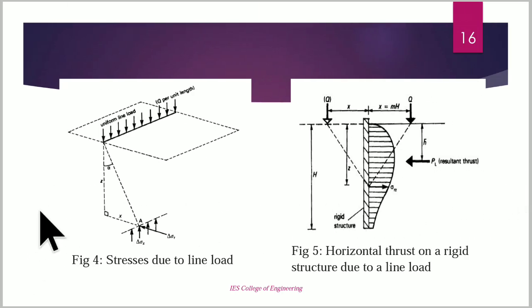Now, in this figure, stress due to line load is observed, where Q is the load per unit length and Z is the vertical distance from the loaded line to the point where stress is to be measured, and X is the horizontal distance between these points. And in the next figure, we can see the horizontal thrust on a rigid structure due to a line load, that is PL.